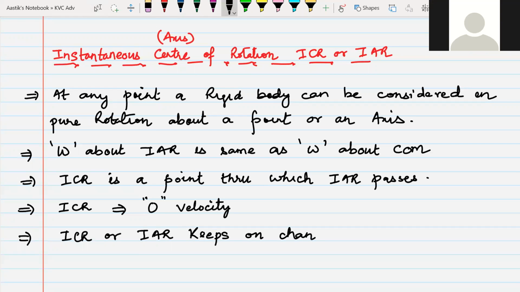So at any moment, whatever is its axis, that is known as the instantaneous axis. At any other moment, the axis would change. Do we understand this? It is just like instantaneous velocity or instantaneous acceleration. It is defined at any instant. After that instant, it will change. Do we understand this? Yes. Okay, note it down.